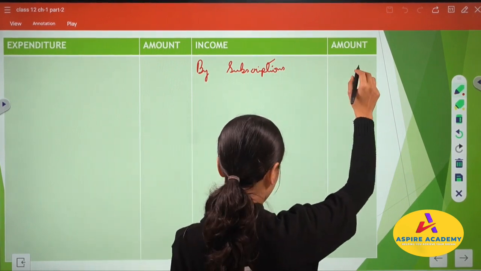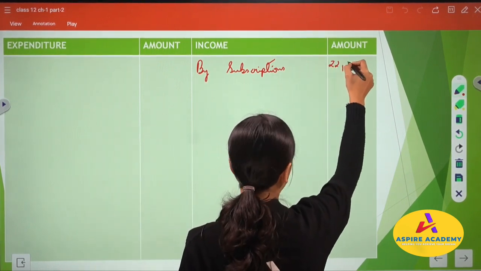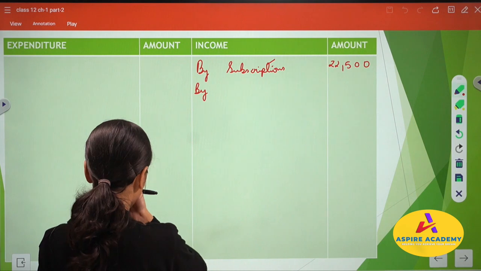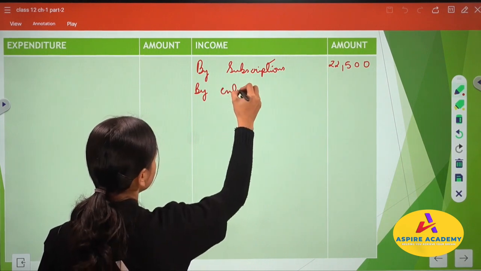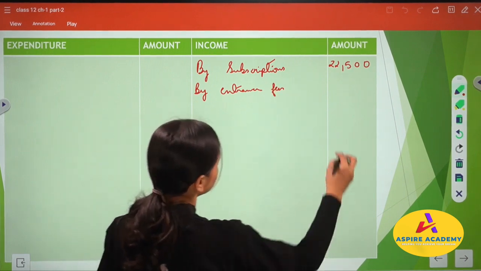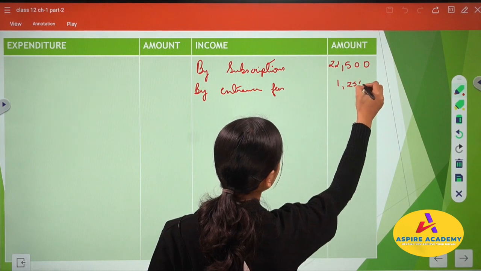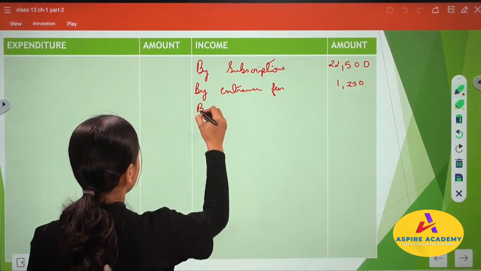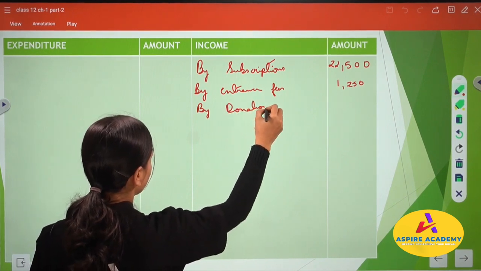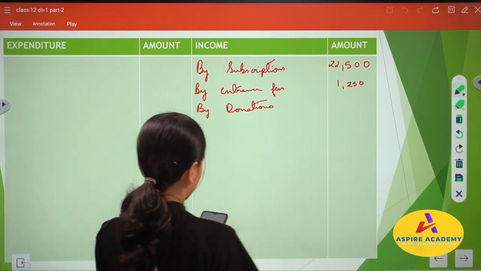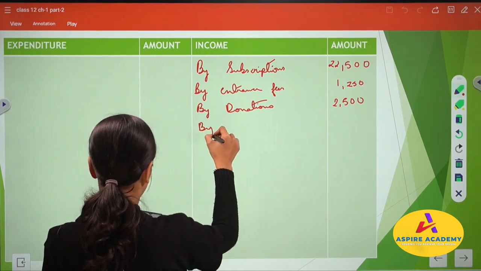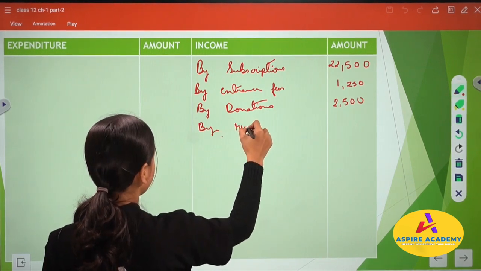By subscriptions, the amount is 22,500. Then by entrance fees, the amount is 1,250. Next, by donations, 2,500. Next is by rent of hall.